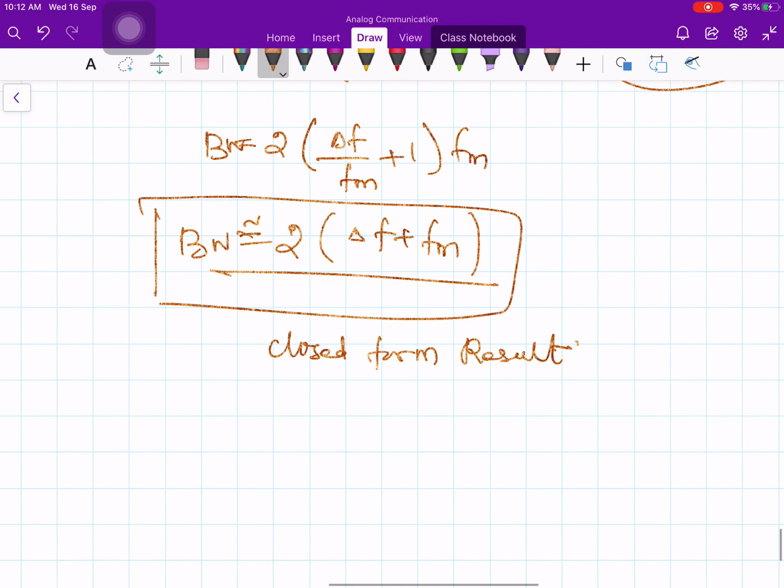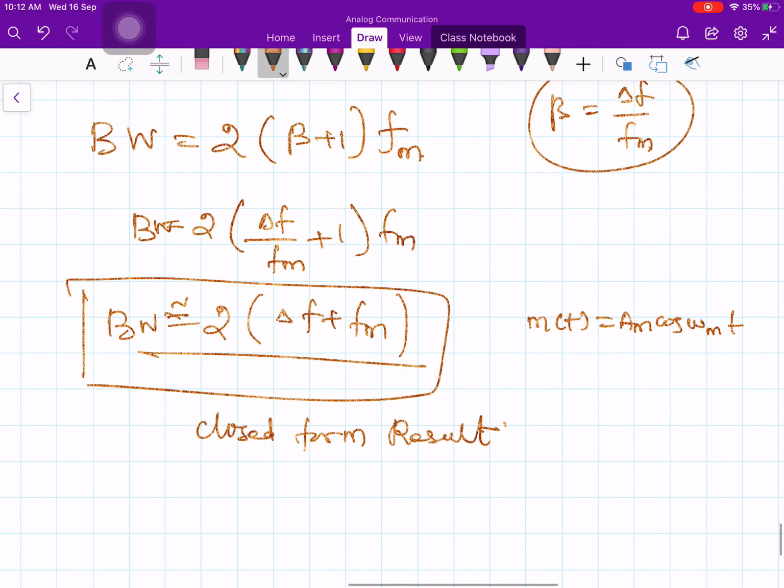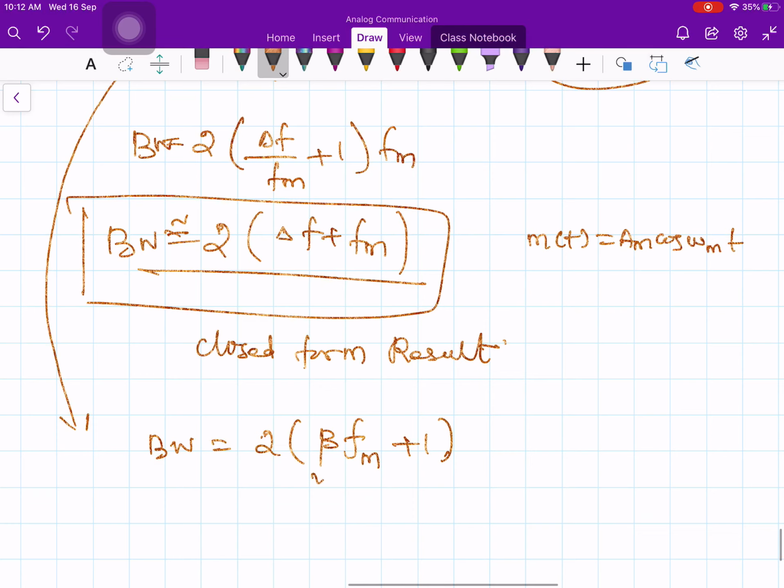And this result is valid only for the special case. What is the special case? Your modulating signal m of t is Am times cosine omega mt. It is not suited for a general arbitrary signal. Now recall this definition. I am going to rewrite the definition. Bandwidth is equal to 2 times beta times Fm plus 1. Now let us interpret this beta times Fm. What is this beta times Fm?